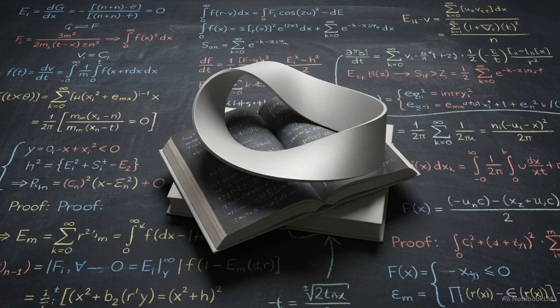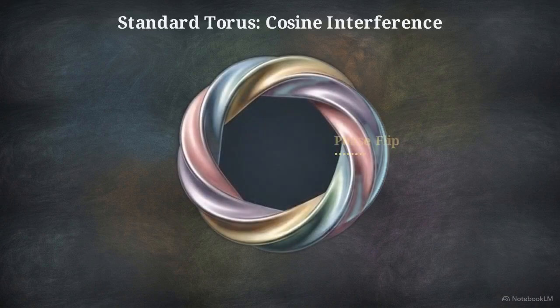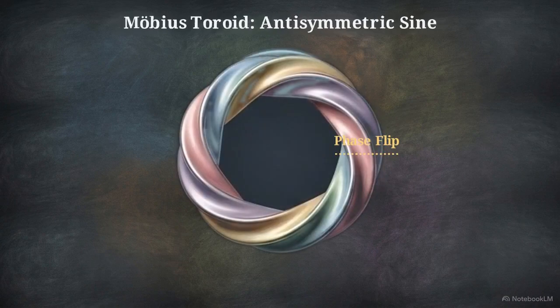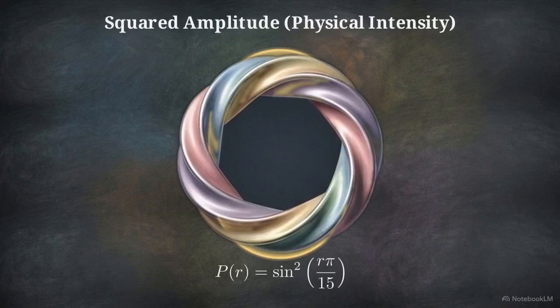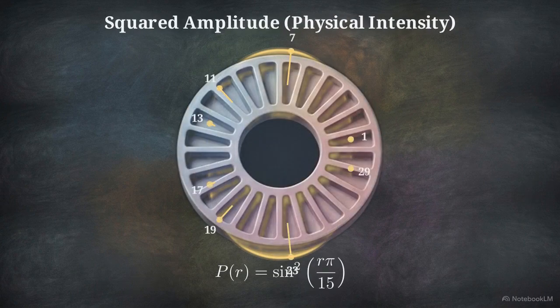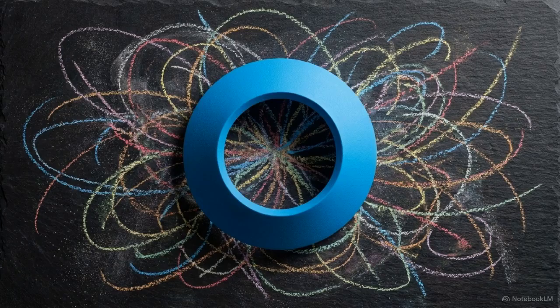On a standard torus, opposite waves interfere to produce a cosine pattern. A Möbius half-twist forces the returning wave to invert, shifting to an antisymmetric sine wave. Squaring this amplitude gives physical intensity, a projection weight equal to the sine squared of the winding angle. The physics of a half-twist boundary generates the identical sine squared pattern used in optical polarimetry. This provides a topological mechanism for Malus's law, originating at the subatomic scale.